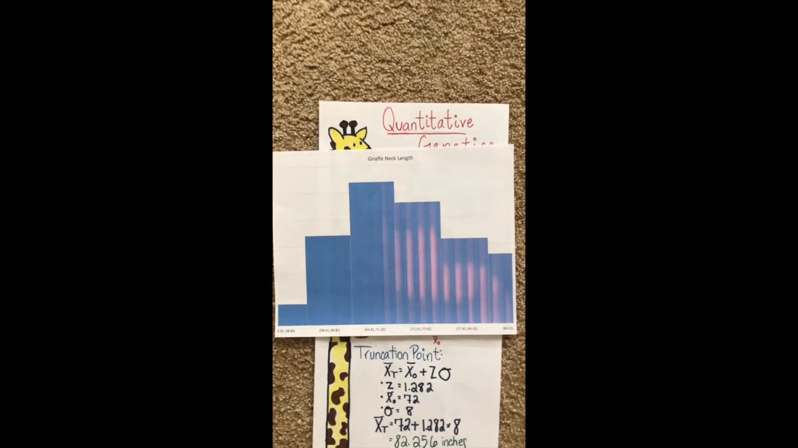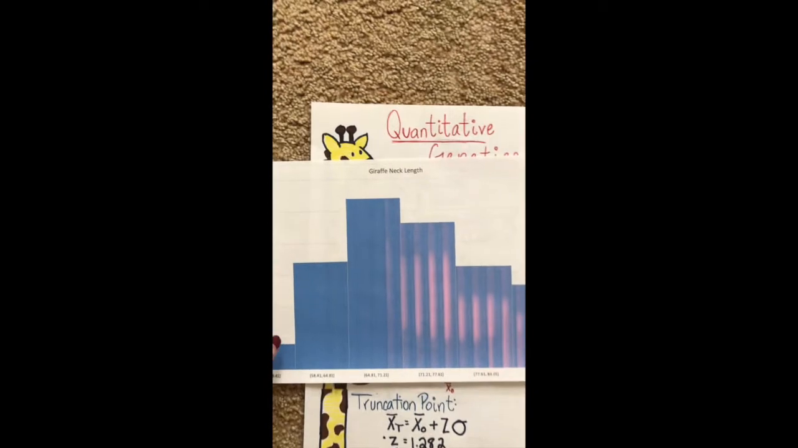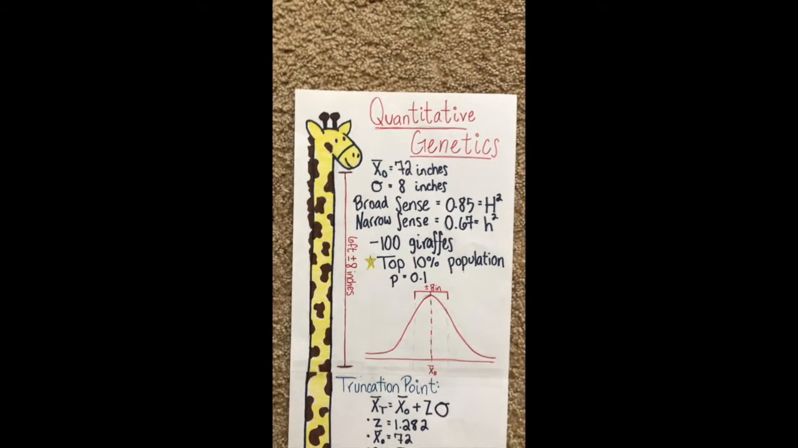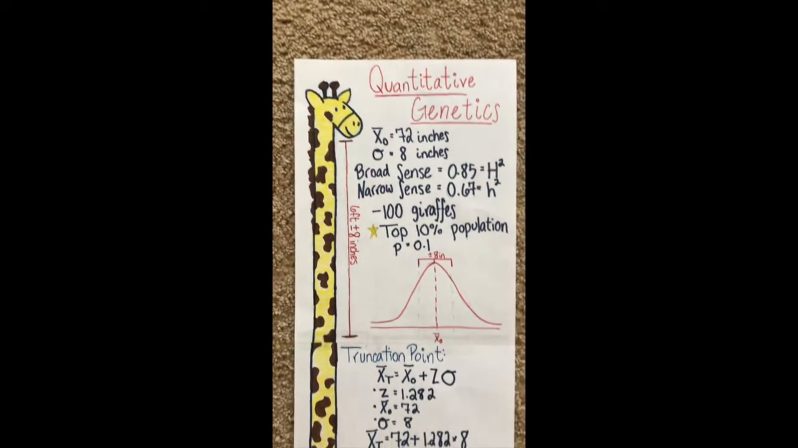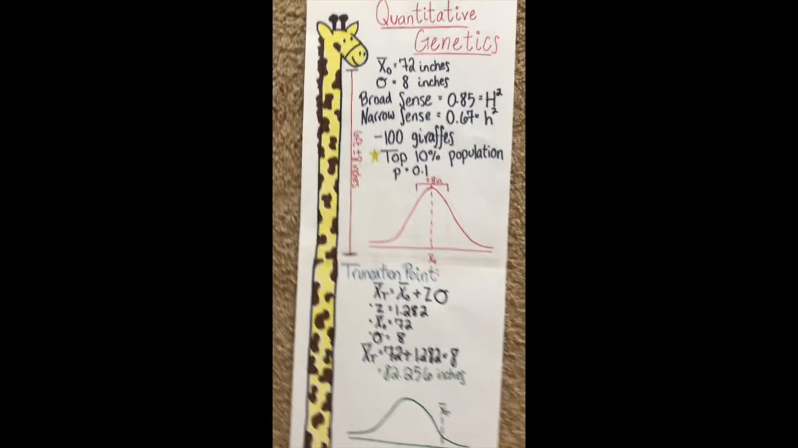This trait has a 0.85 broad sense heritability, which means that 85% of the variation is due to differences in genes. The realized heritability, or h squared, is 0.67. This is the proportion of variance due to additive effects.